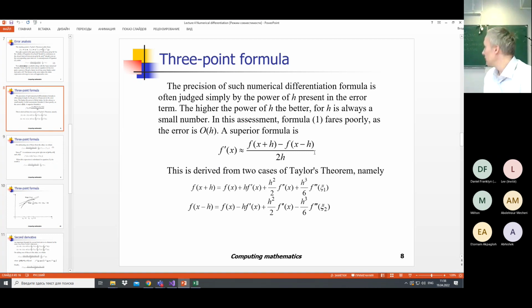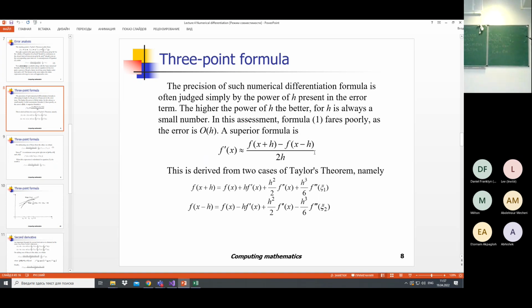Well, let's apply this new formula to our previous case. Let's consider again this function, x power 3. Let's consider x0 equals 1 and step h equals 0.1. How to apply this formula?